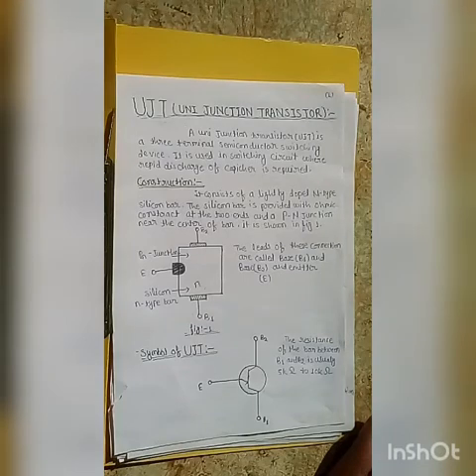The leads of these connections are called base B1, base B2 and emitter E. Symbol of UJT.